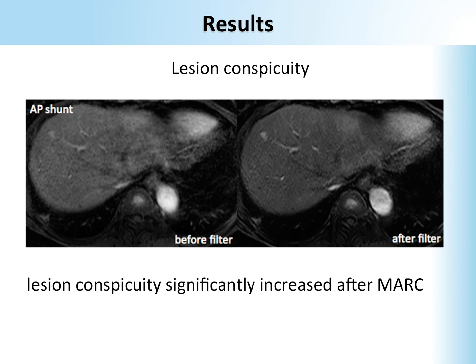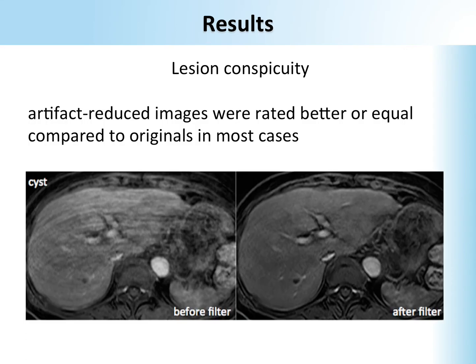And you can see another example for an AP shunt, which is also much better discernible after the filter application. And if we ask the two radiologists, they both rated the artifact-reduced images better or equal compared to the originals in most cases. And you can see also a last example of a cystic lesion, which is here in this lobe. After filter, much better discernible. You can have a motion artifact score of 2 to 3 maybe.